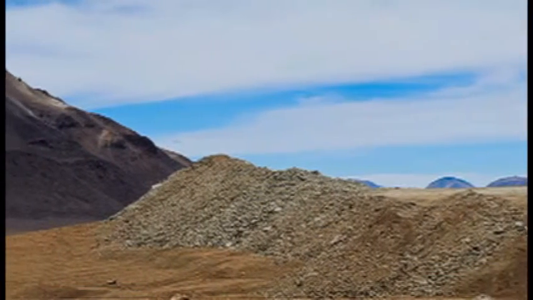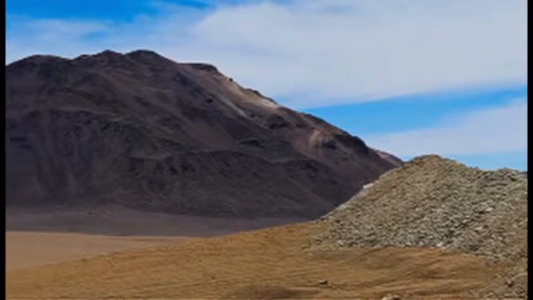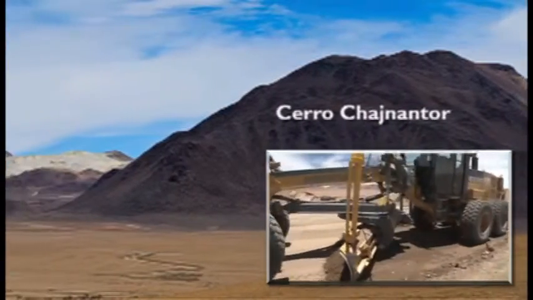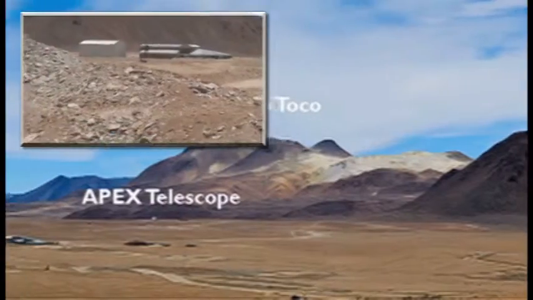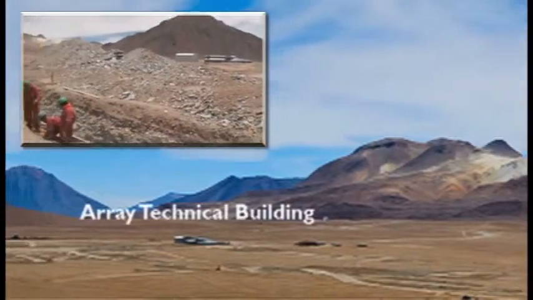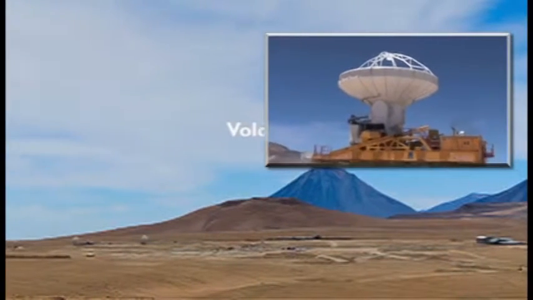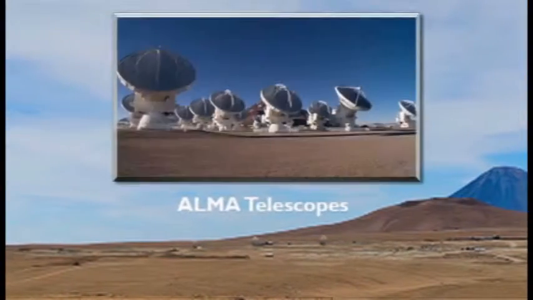The National Radio Astronomy Observatory chose the Atacama Desert of northern Chile for their newest venture, the Alma telescope. The Atacama Desert is one of the world's best sites for observational astronomy because of its high altitude, nearly non-existent cloud cover, dry air, lack of light pollution, and radio interference.